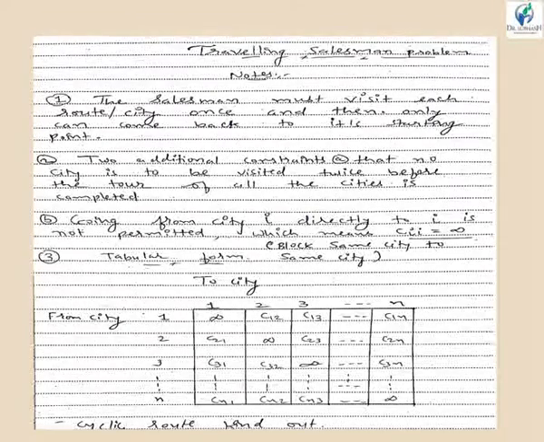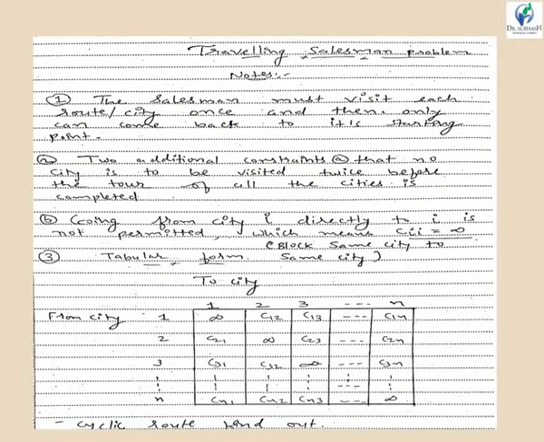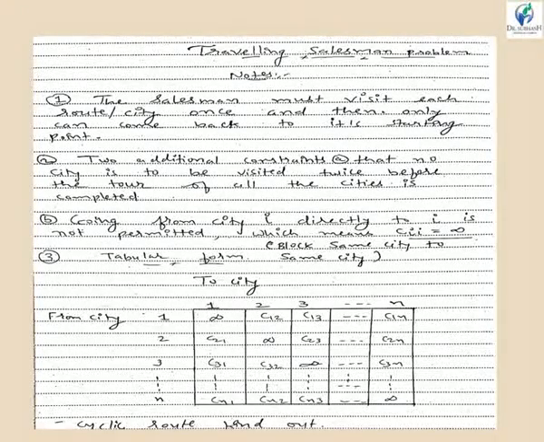Then there are 2 additional constraints that one needs to satisfy for solving the traveling salesman problem. In the previous lectures, we had seen some special cases in assignment problem, such as maximization problem, unbalanced problem. Then in our second lecture, we had seen the minimization case that was solved using Hungarian method. So here also Hungarian method is applicable, but here 2 additional constraints have to be satisfied. And those constraints are, first constraint is that no city is to be visited twice before the tour of all the cities is completed. So what has been said in the first note is the same thing that is said over here. No city is to be visited twice before the tour of all the cities is completed.